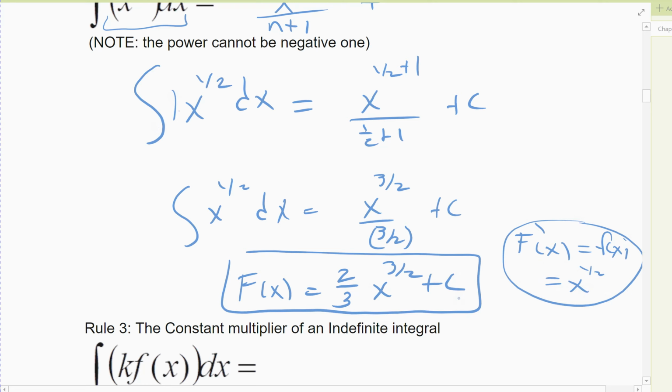That is my antiderivative, my family of antiderivatives. And again, it has to have the plus c, because that's all possible antiderivatives.